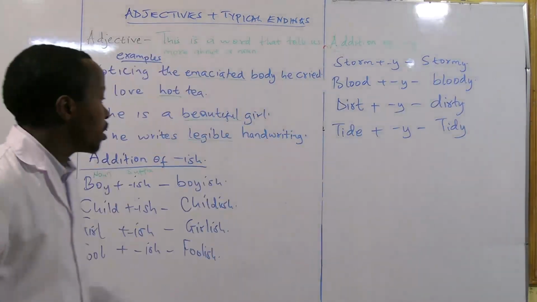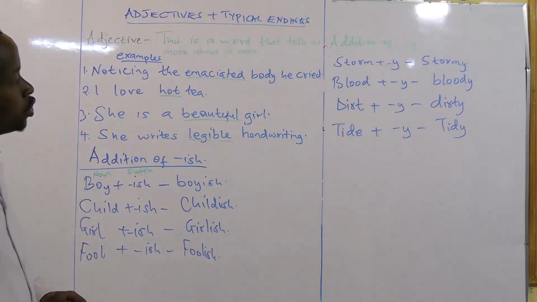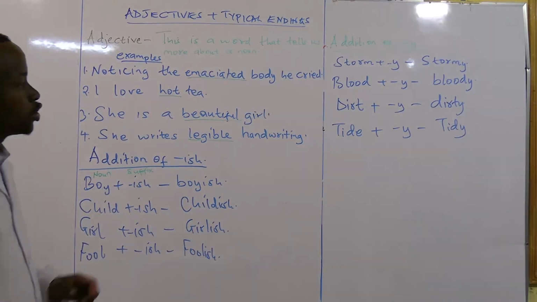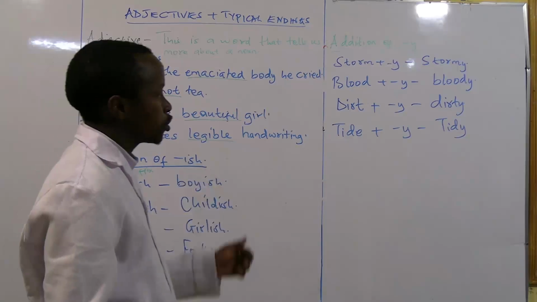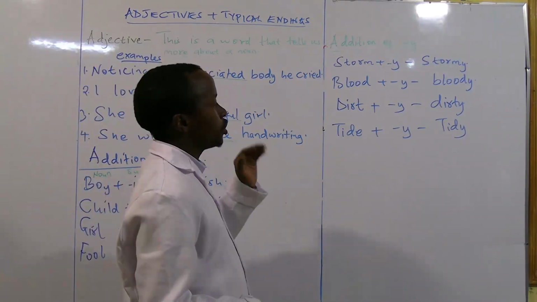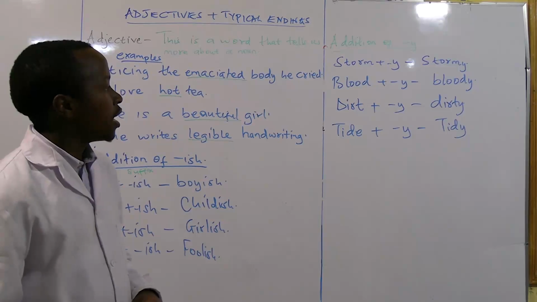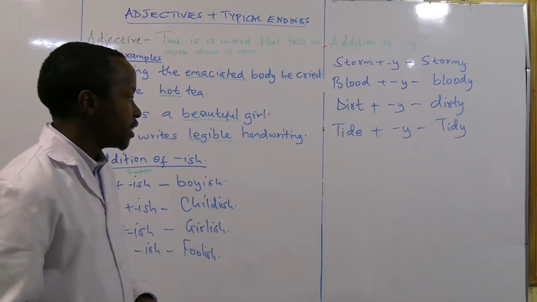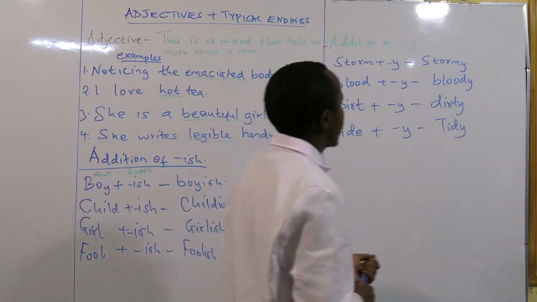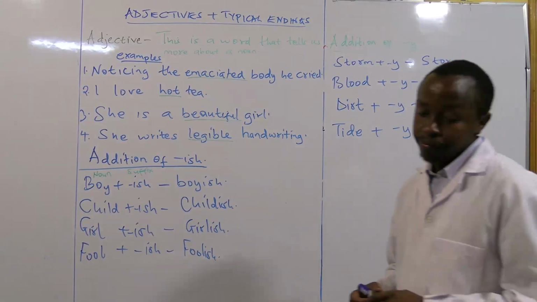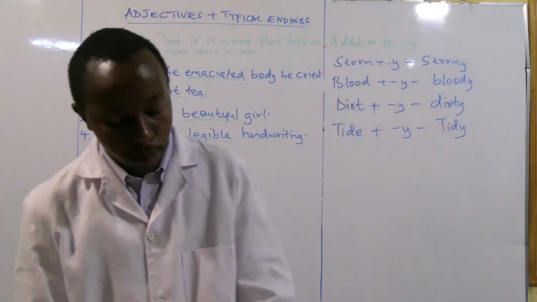Now, we are adding ye to the noun to form adjectives. Look at this. Storm plus ye becomes stormy. Blood plus ye becomes bloody. Dirt plus ye becomes dirty. And then tide plus ye becomes tidy. I hope you're following.